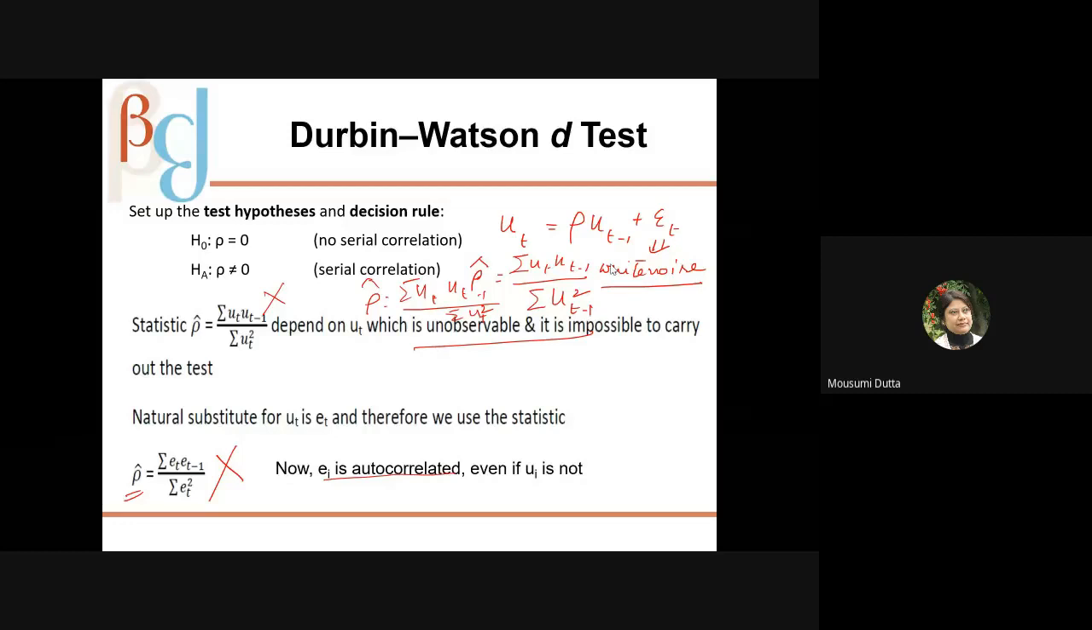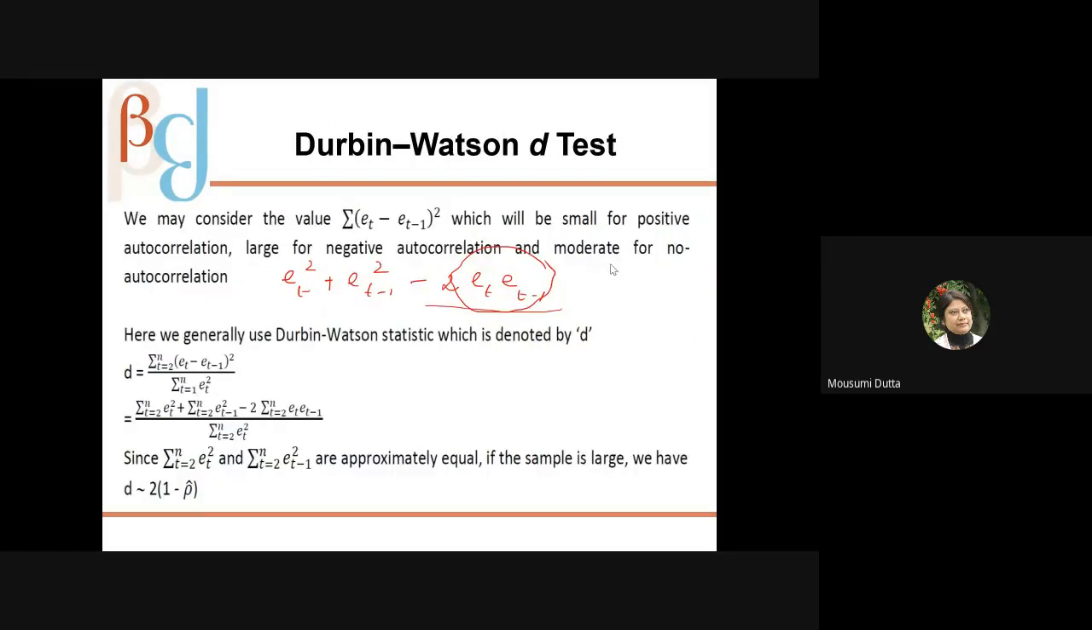Any other question regarding the first sentence in this slide? Is it clear to everyone?